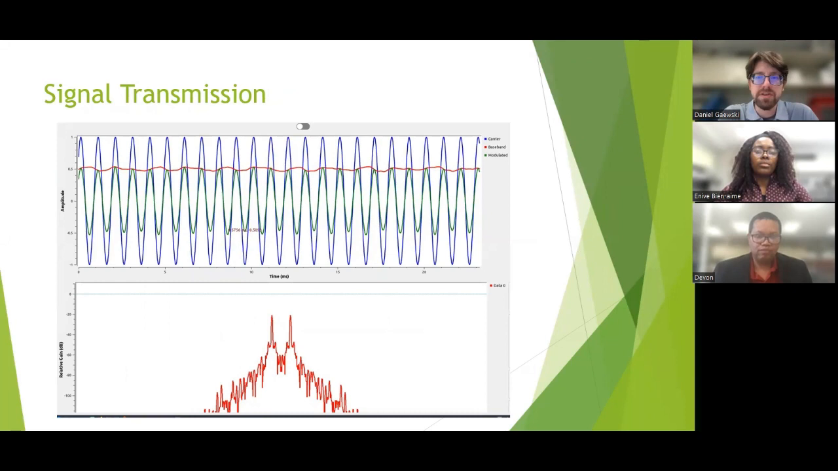This is an example of the transmission signal that we used. It shows the carrier frequency, baseband frequency, and the modulation when we combine them. On the bottom, you can see a frequency spectrum of our signal.